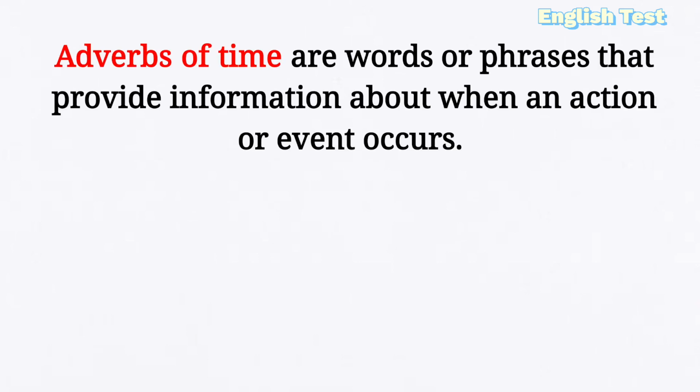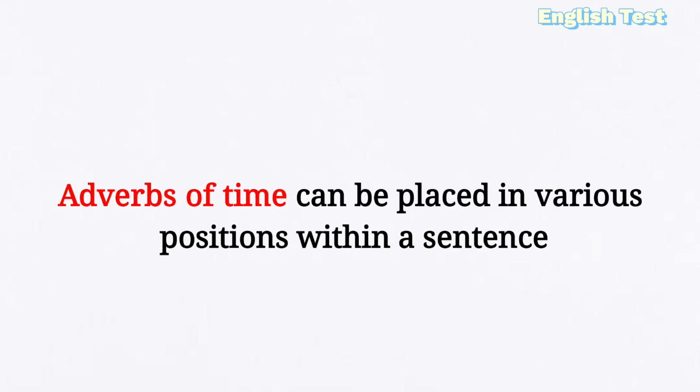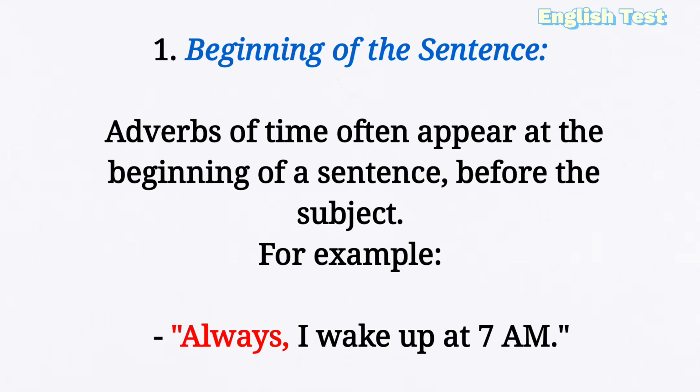Adverbs of time are words or phrases that provide information about when an action or event occurs. In the context of the simple present tense, these adverbs describe actions that happen regularly, always, or at a specific point in time. Adverbs of time can be placed in various positions within a sentence. 1. Beginning of the sentence. Adverbs of time often appear at the beginning of a sentence, before the subject. For example: Always, I wake up at 7 a.m.